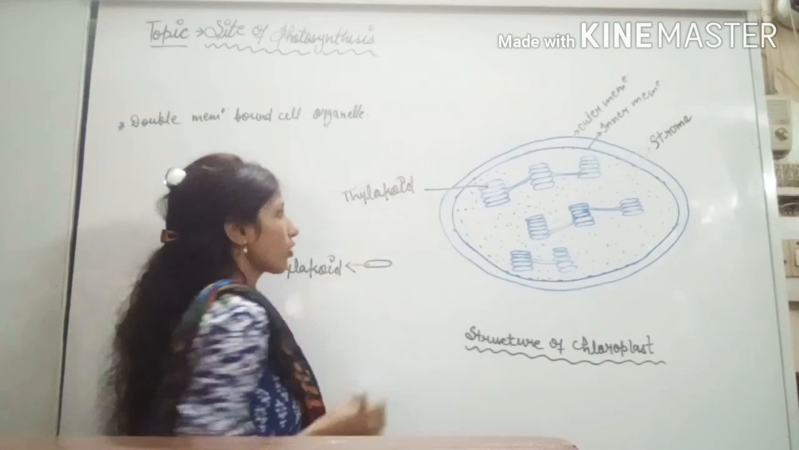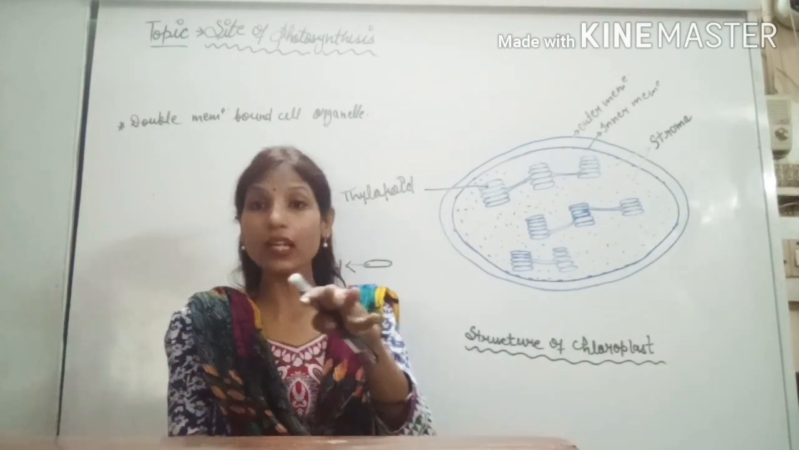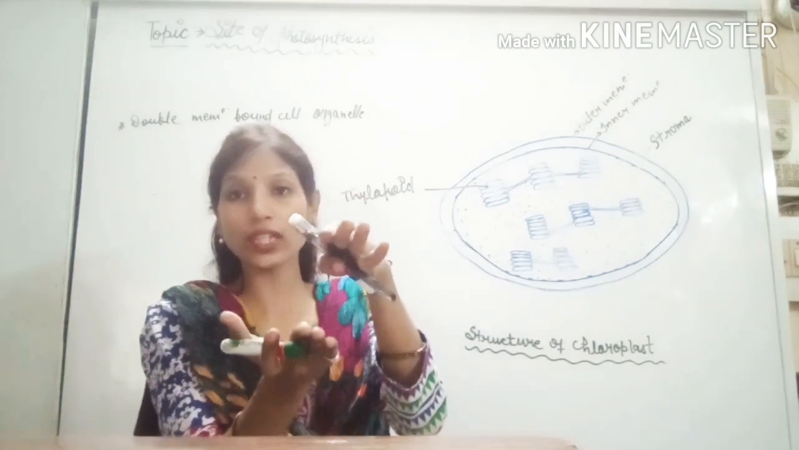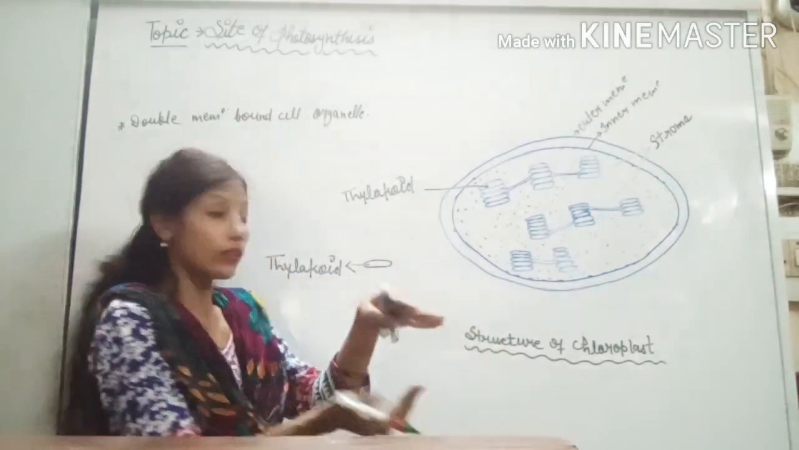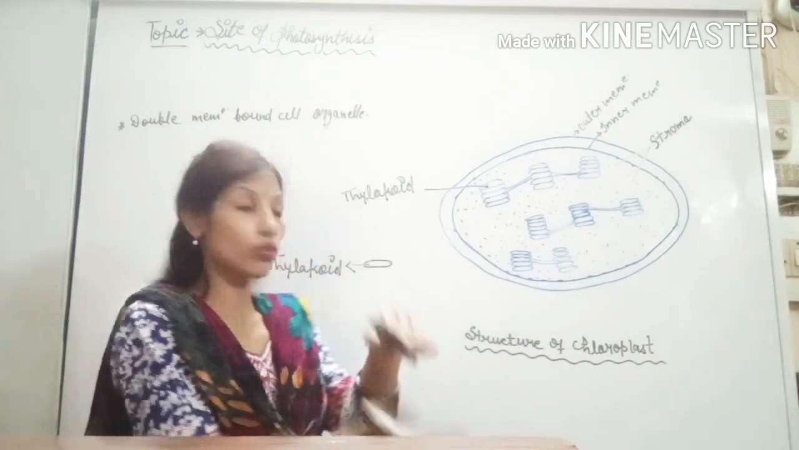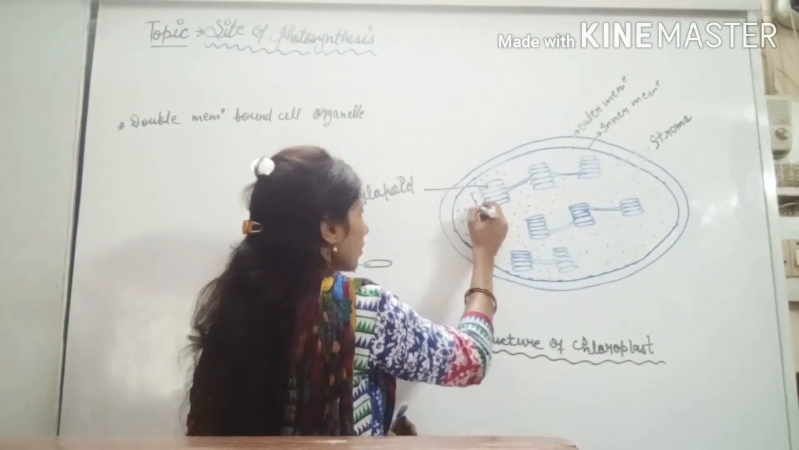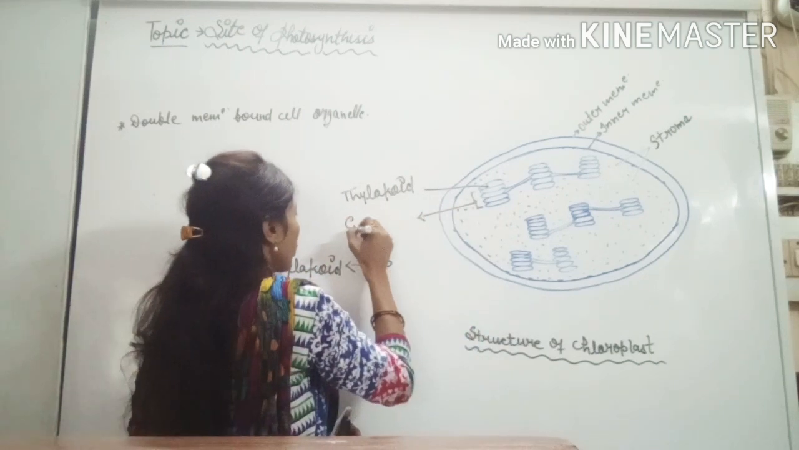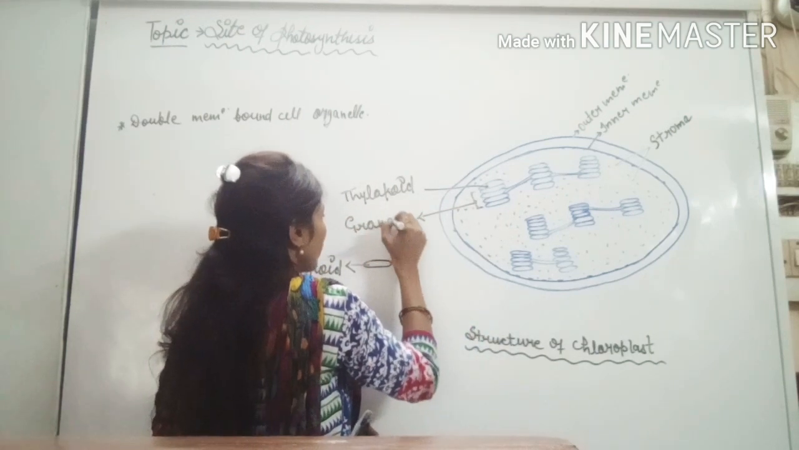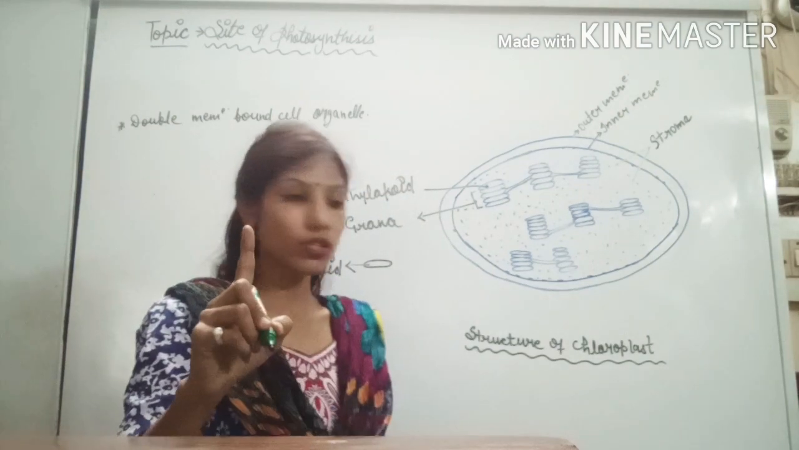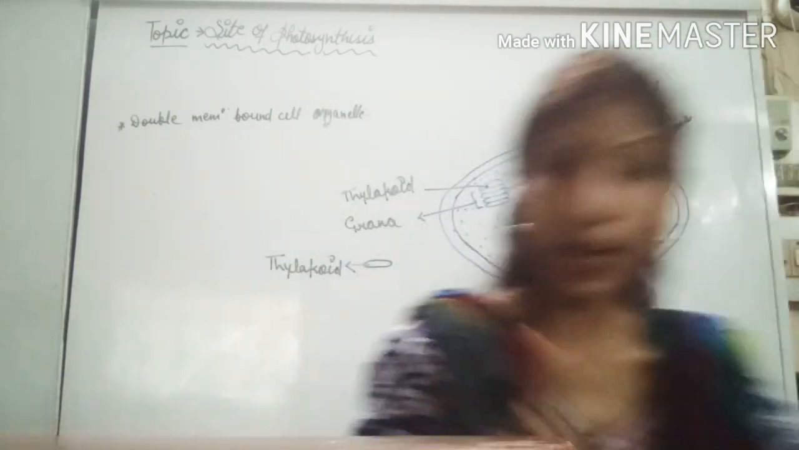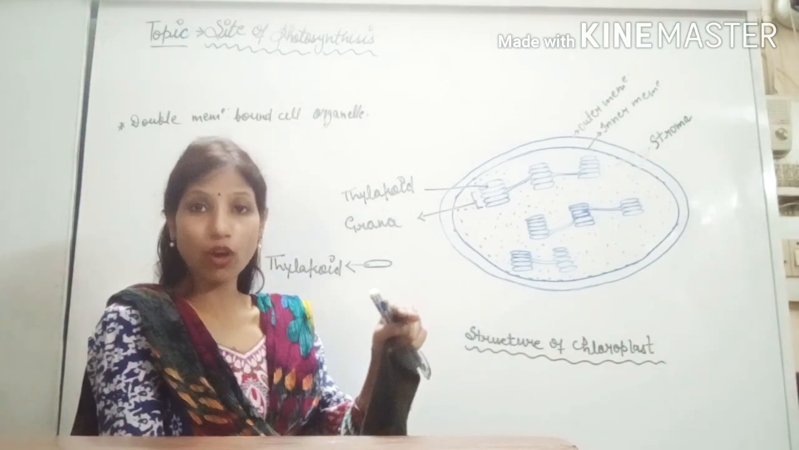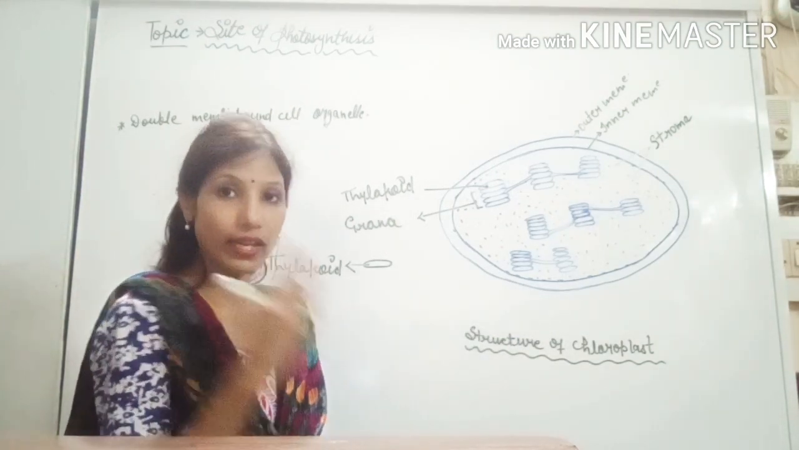Lots of thylakoids are present and they pile up on each other, means one on top of another they pile up and get arranged. Then the structure that is formed is known as the grana. What is it called? It is called the grana. One coin is called the thylakoid, and the thylakoids pile up on each other and form a structure called the grana. Clear?